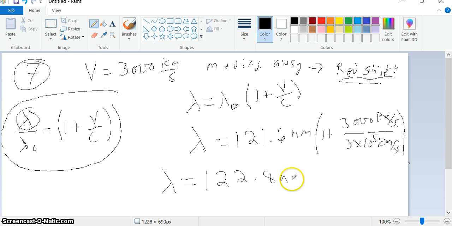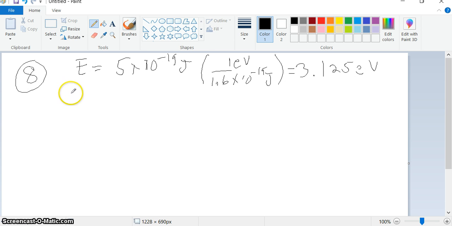nanometers. All right, so that's from the Doppler shift, or the Doppler effect, as it's called. So that particular wavelength changes because of the relative speed between the detector and the object that you're looking at, the source. In this case, it's a distant galaxy. So the wavelength is now 122.8 nanometers. All right, let's move on to the last problem in this chapter, problem 8.